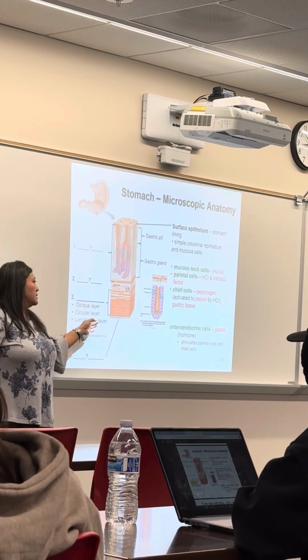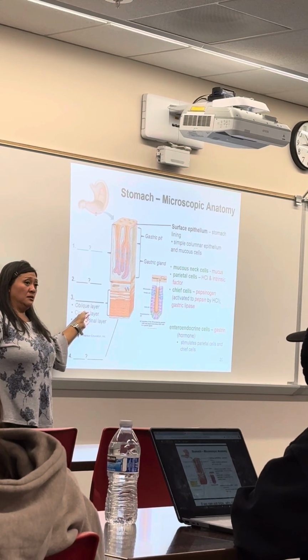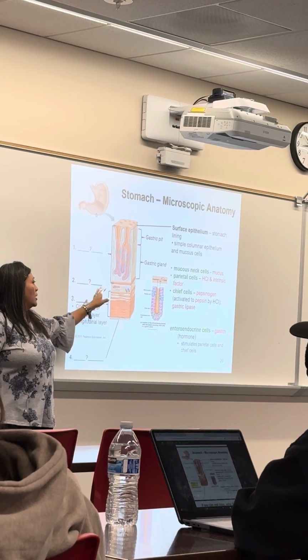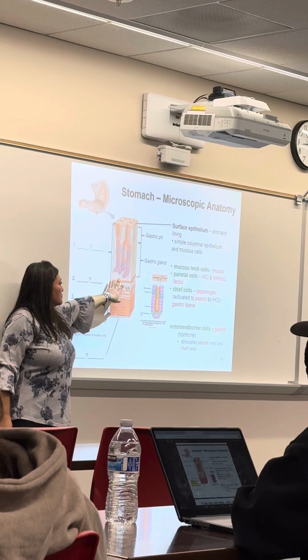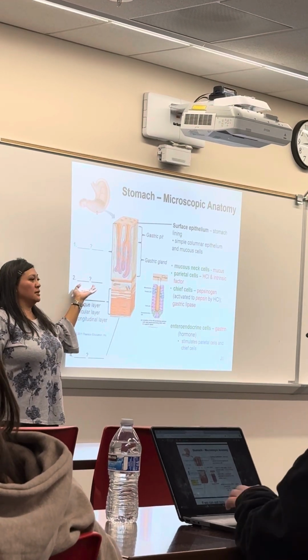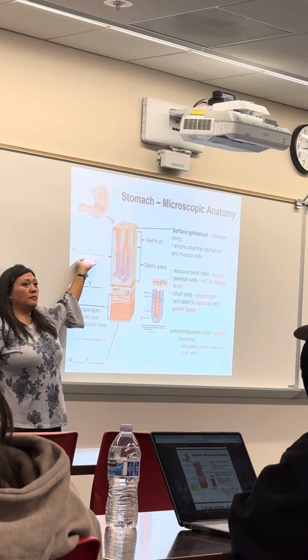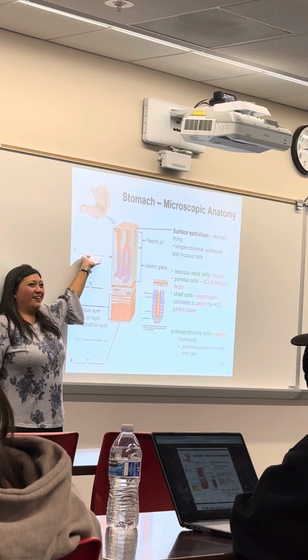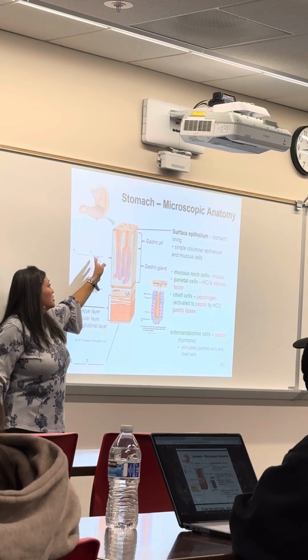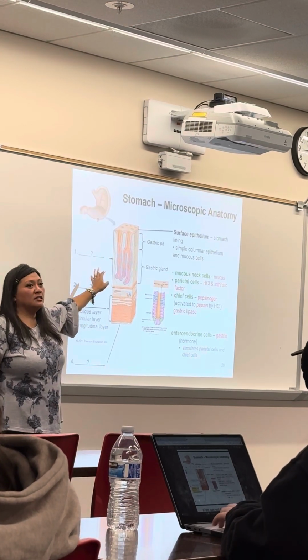Deep to the muscularis externa, what do we have now? What is this layer? Submucosa. This is the submucosa. And if this is the submucosa, then what is this under the submucosa? This is the mucosa. This is the one that's in contact with the chyme.